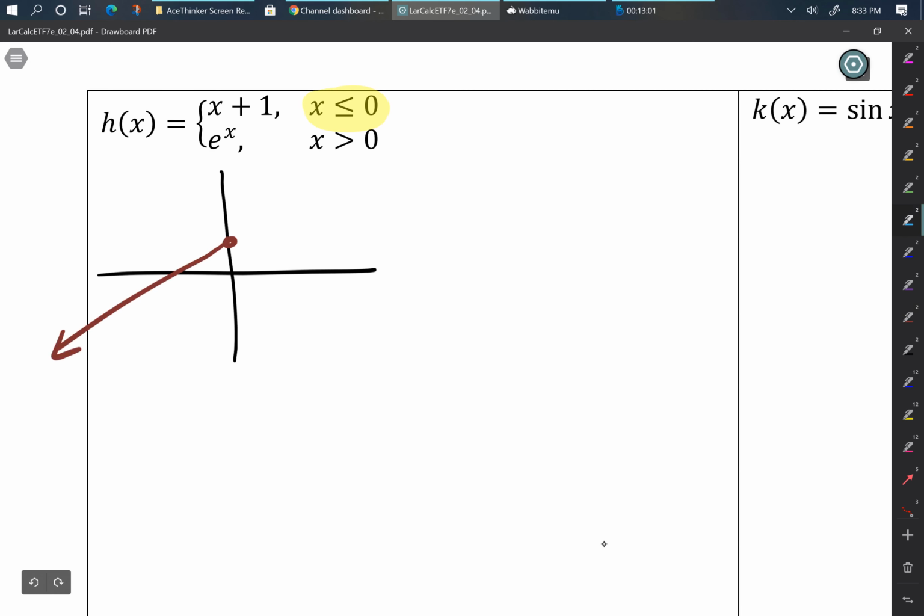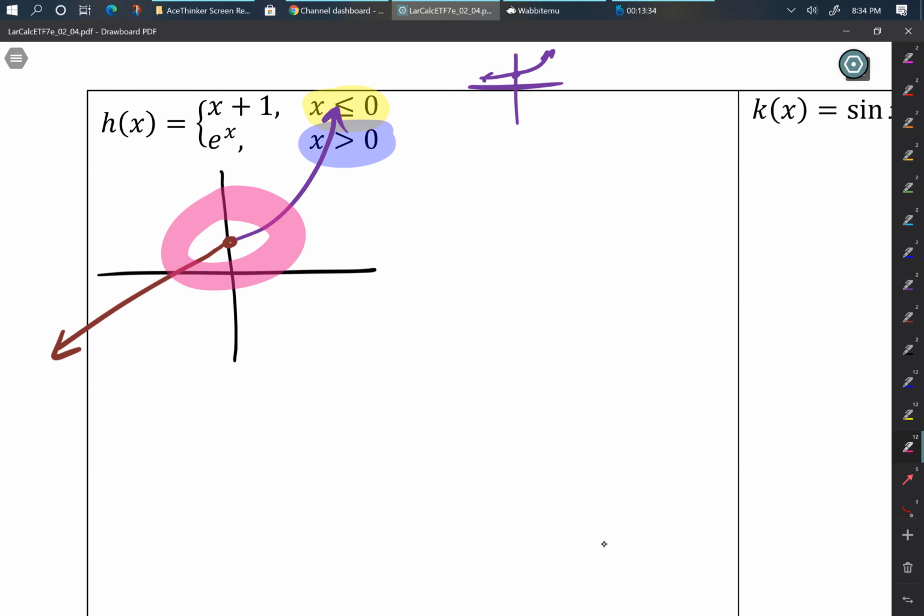To the right of 0, it looks like e to the x. Let's see, e to the x, is that this guy? Exponential function, crossing the y-axis at e to the 0, which is 1. So it's going to come off of here like this. So even though this is a piecewise defined function, look what happens here. The line and the exponential come together.